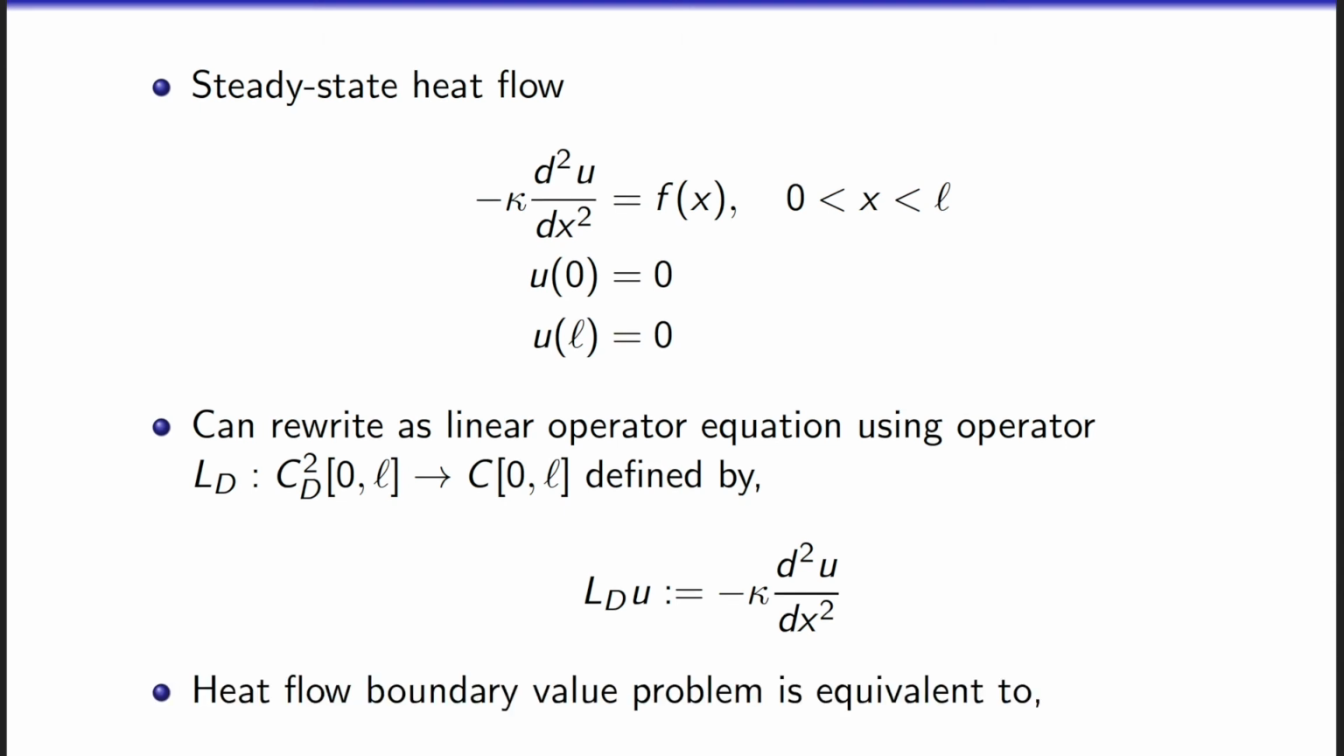Now that we've defined this linear operator acting on the space of functions that already satisfy homogeneous Dirichlet boundary conditions, we can rewrite the heat flow problem as the question: find a function u inside of C^2_D such that L_D acting on u is equal to f for some continuous function f. Note that f has to be continuous so that it is inside of the range of the linear operator, so that it is one of the possible outputs for the linear operator L_D.